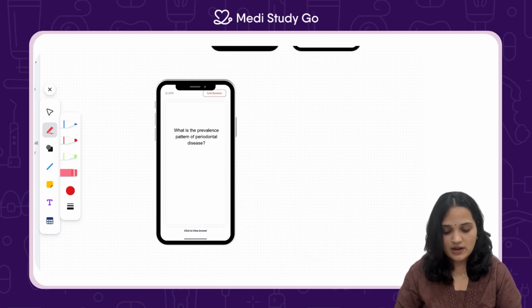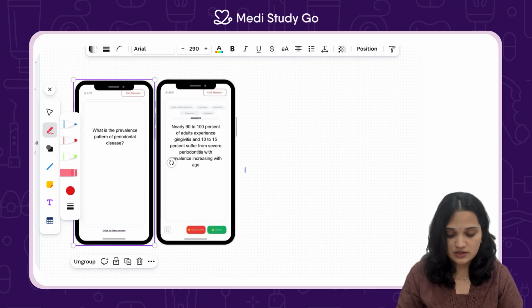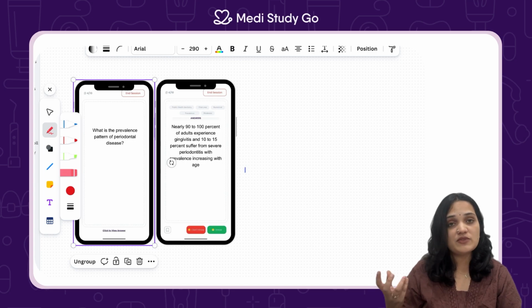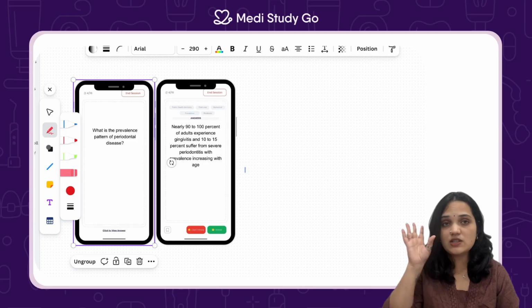What is the prevalence pattern of periodontal disease? So nearly 90 to 100% of adults experience gingivitis, and 10 to 15% suffer from severe periodontitis, with prevalence increasing with age. We've seen this in the very beginning.